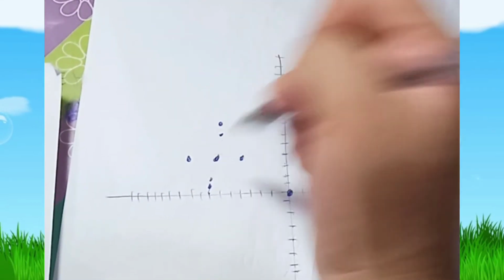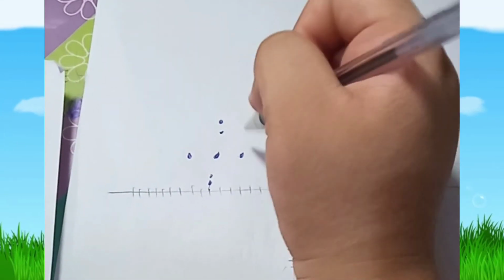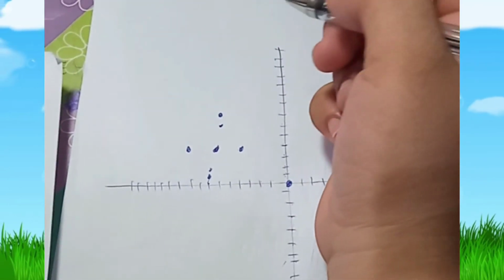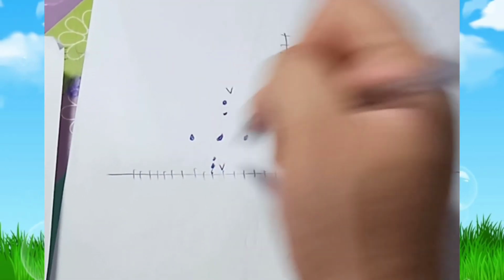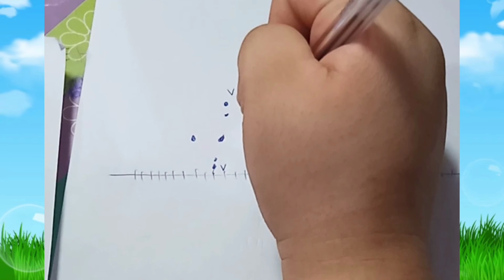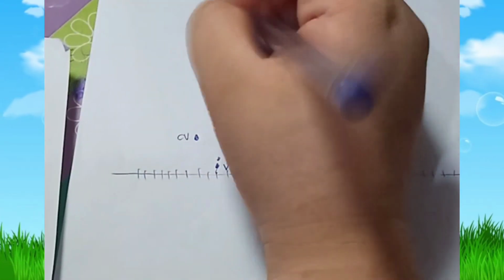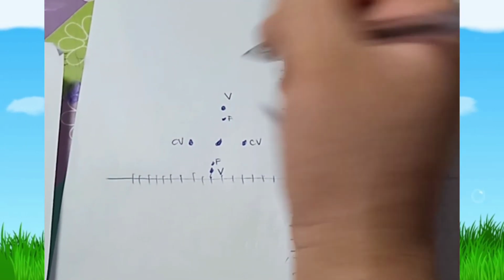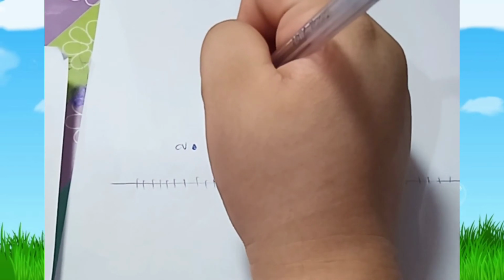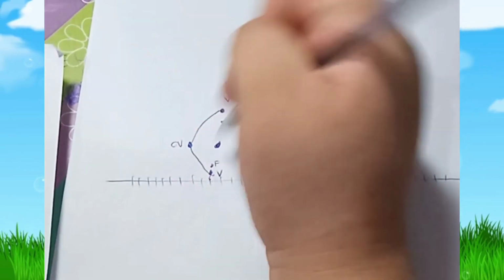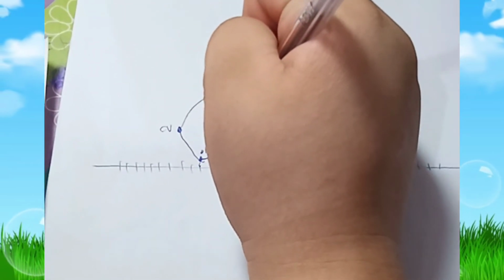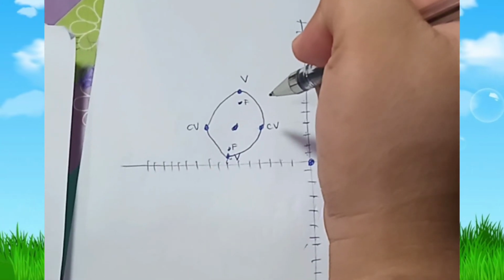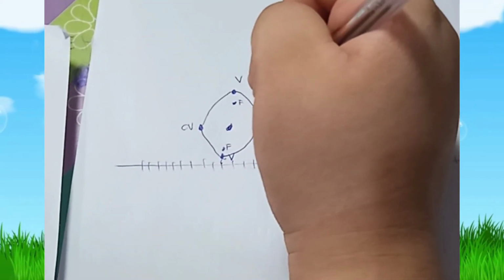Okay, that's clear enough. In order to graph this one, we just need to connect the, but before that, I forgot to label this one V for our vertices and CV for our co-vertices, and a little f here for the foci. Then to graph this one, we just need to connect the vertices and the co-vertices. Sorry for my drawing or for my line. Okay, that one is our graph.